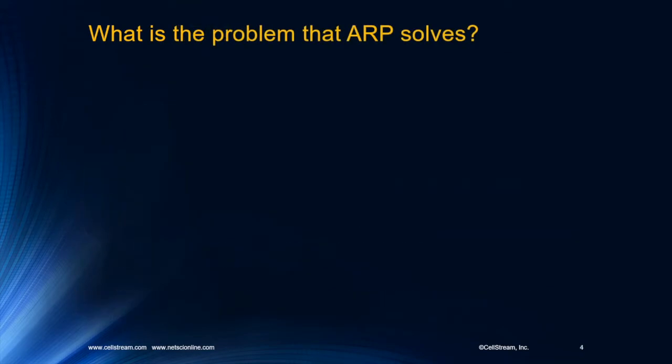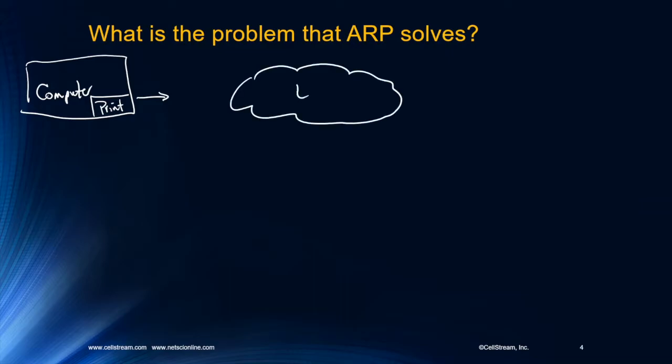All right, so what is the problem that ARP solves? Well, let's talk about this for a minute. So first of all, I'm sitting here, let's say, on my computer. And let's say I'm reading my email and I receive a coupon from a vendor and I say, ooh, I need to print that coupon so that I can use it the next time I go. All right, so I'm going to click on the print button right on my computer. So what my computer wants to do now is send information across my local area network to my printer.